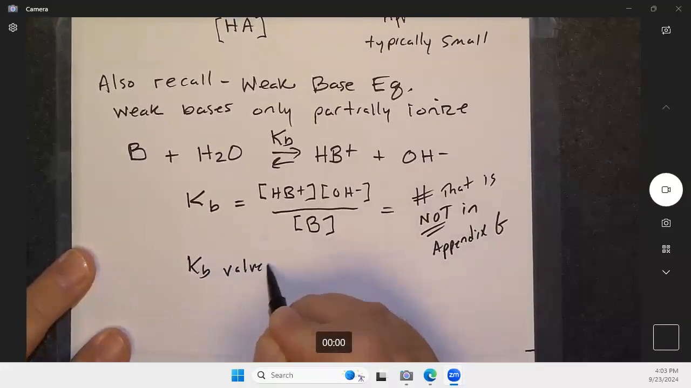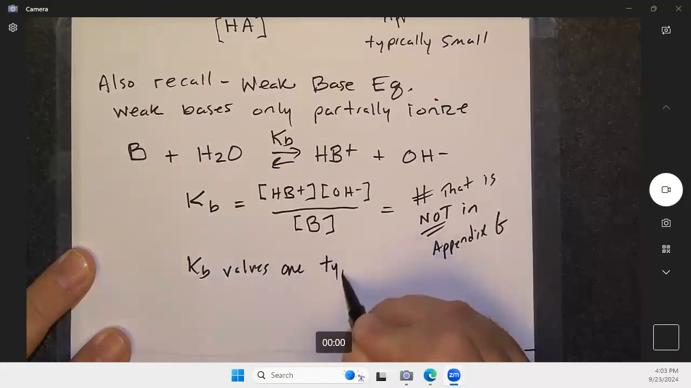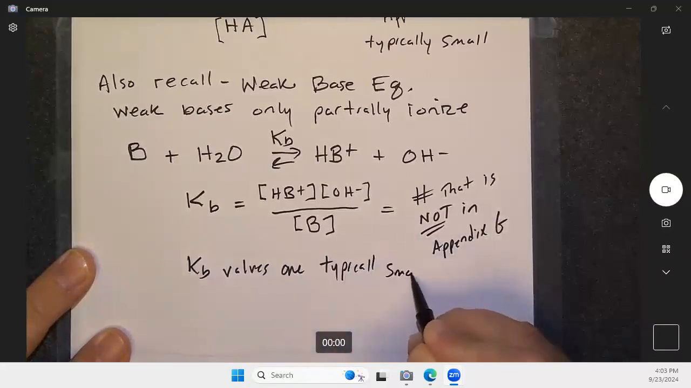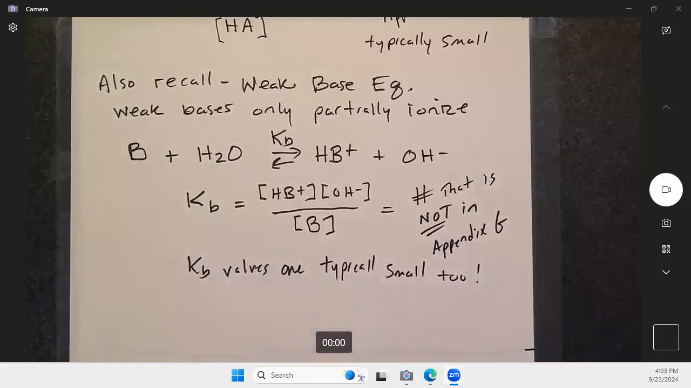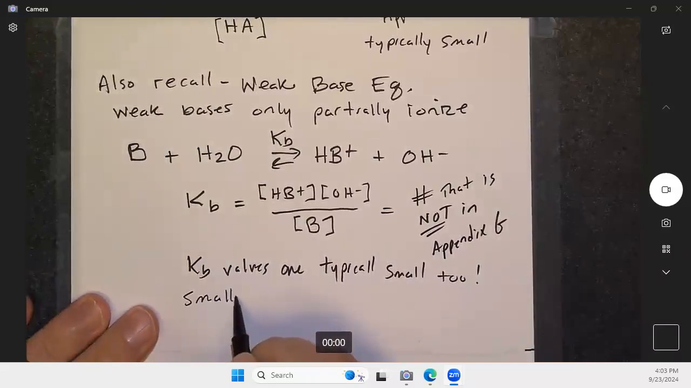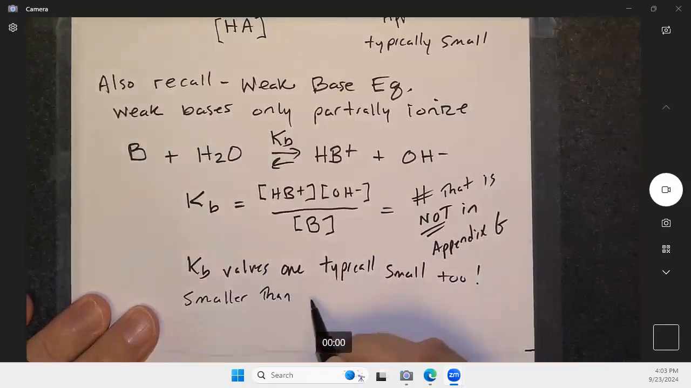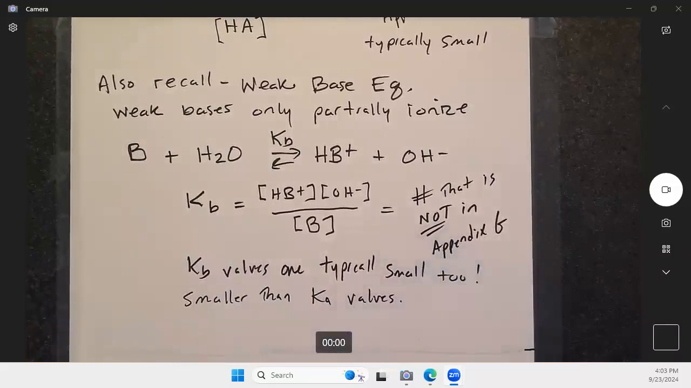And Kb values are typically small, and they're even smaller than Ka values. Now that's not what I'm talking about, is the general rule. So generally the Ka will be a little bit larger than the corresponding Kb, right? So typically, Kb values are typically a little smaller.